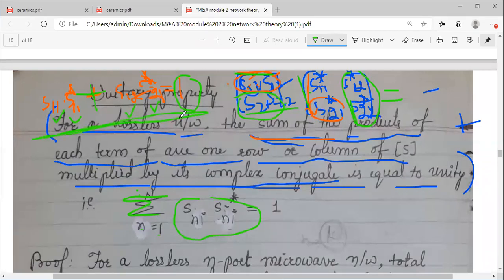What I have given as an example for a 2-port network, I'm generalizing for an n-port network. N number of ports are there, so n indicates the number of ports. See, the second term is a conjugate. The first term is your S parameter, and the second term is a conjugate, and the sum is equal to 1. So this is the statement of the unitary property.